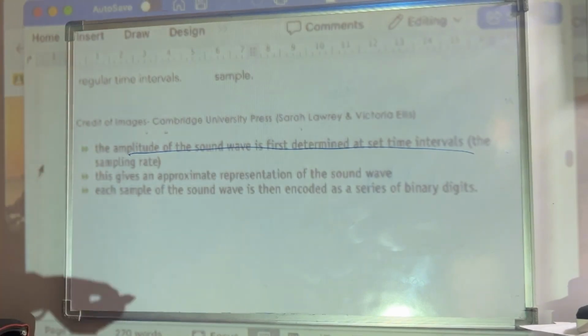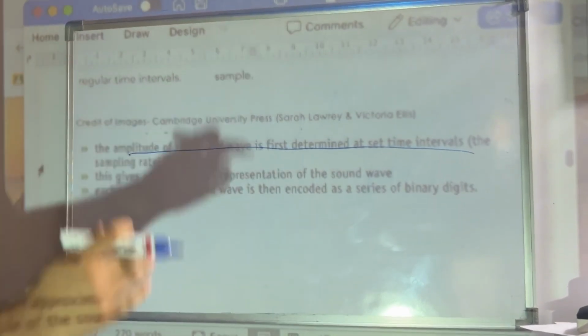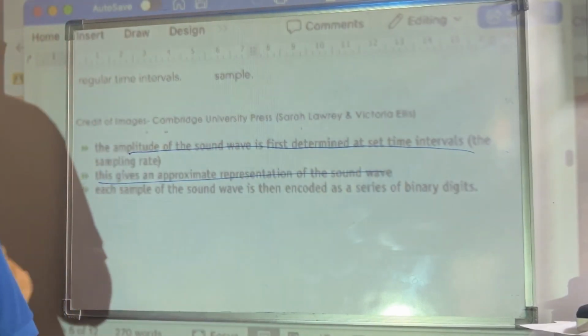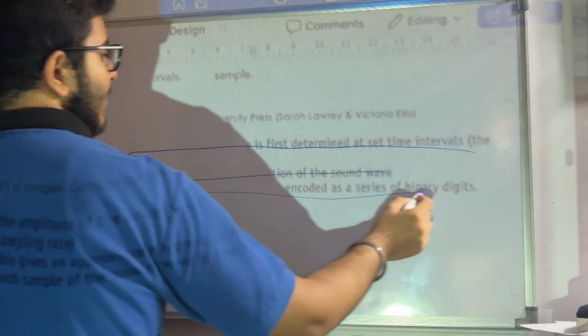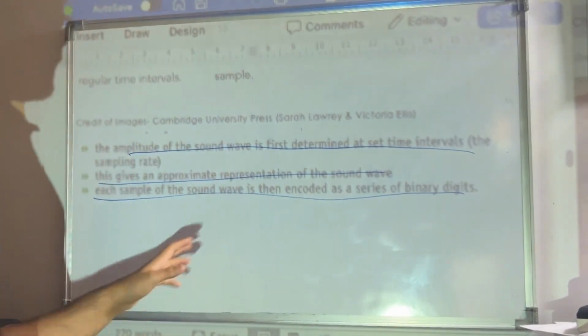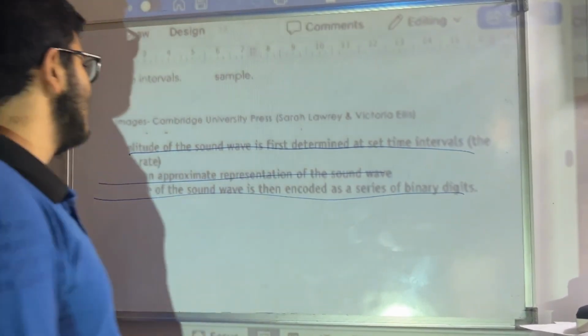So this is the sampling rate. We first divide our sound into samples. Then we give an approximate representation of the sound wave in the computer system. Then each sample of the sound wave is encoded into binary digits, where we assign bits to each sample, known as sample resolution. So this is your answer, which has to be, right?